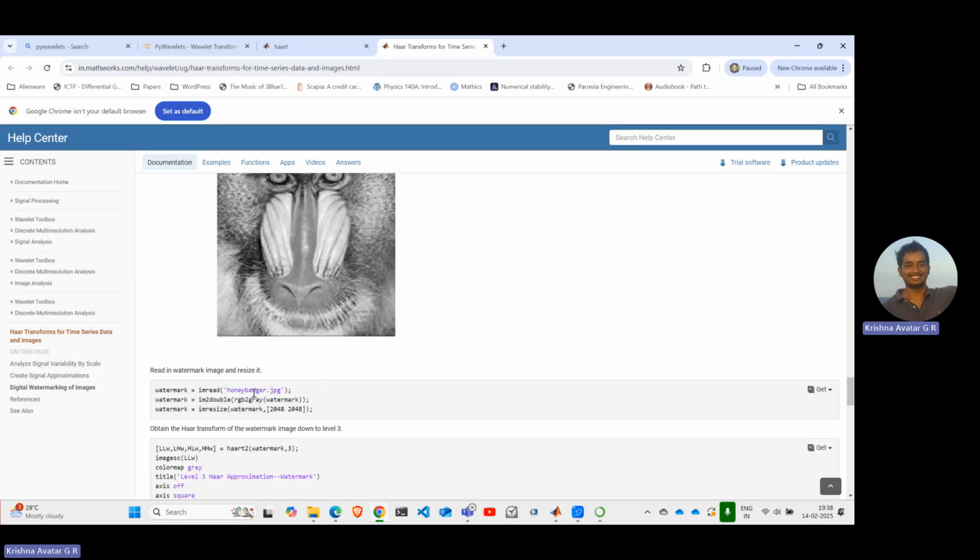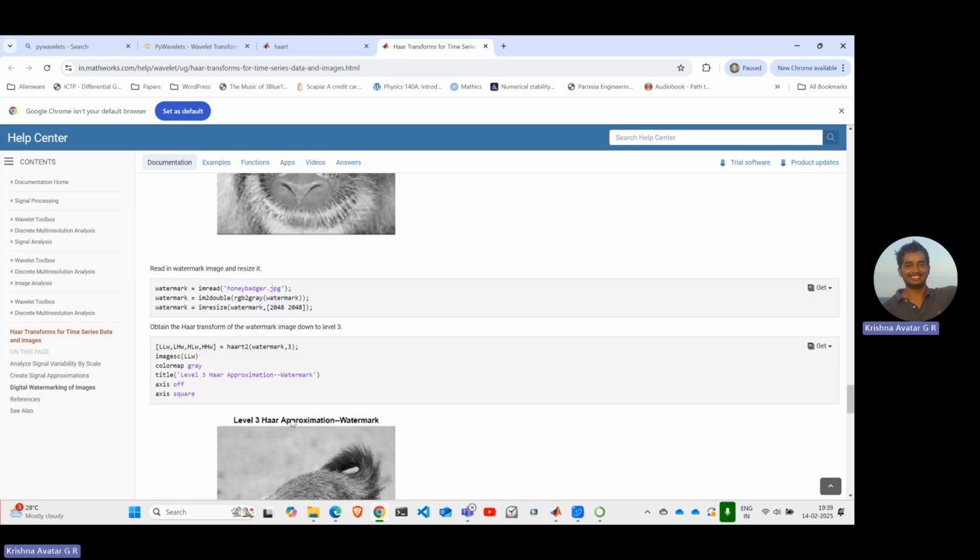And what you can do is, we are reading some other image called honey badger and storing it in this variable called watermark. And then of course we are converting the image into double number format, and we are resizing it to 2 cross 4 8 by 2 cross 4 8 pixels.